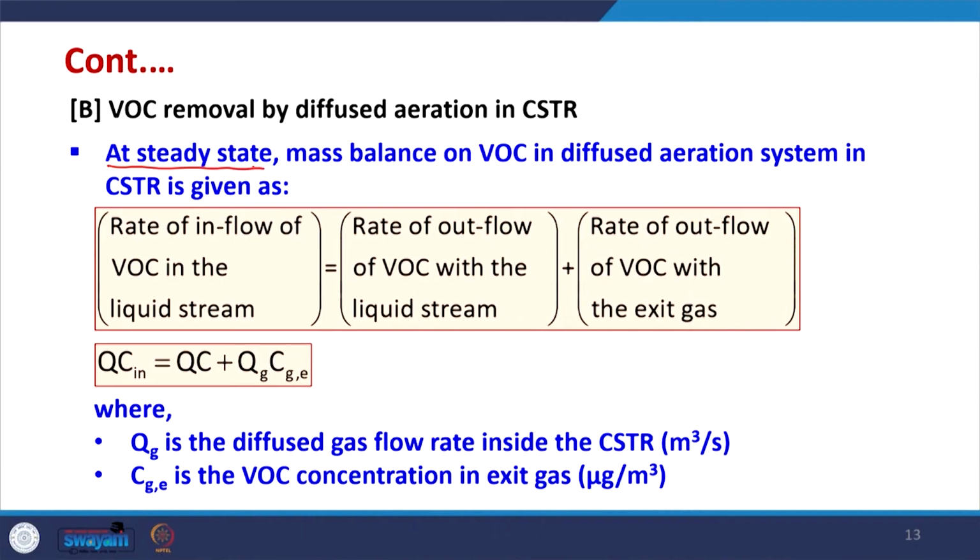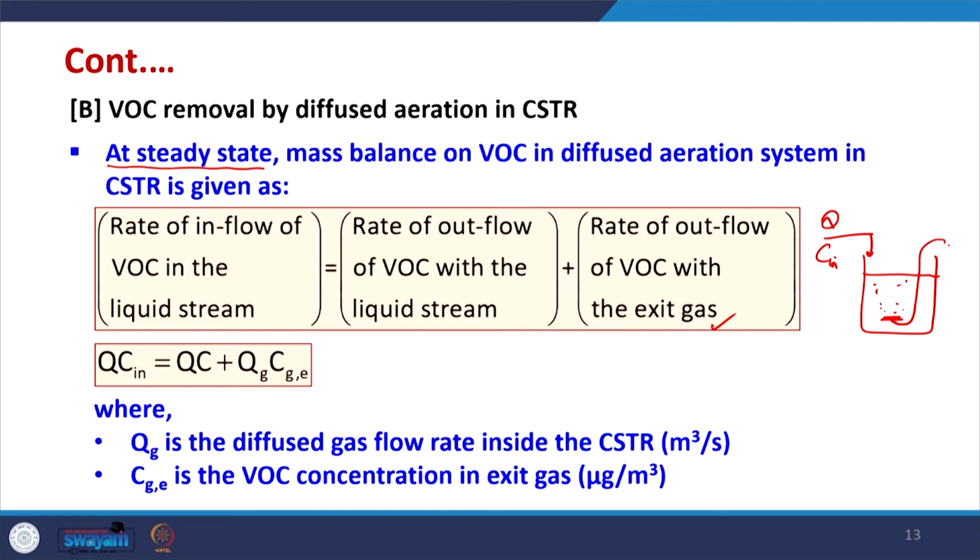Now, under steady state condition, the amount of pollutant, in terms of mass per unit time, coming into the system with the water is what goes out, or it goes out with the exit gas. Here it is the same thing, only the air is being diffused at a certain level, and this air is going further out. So, this is the Q, this is the C in, and this is happening.